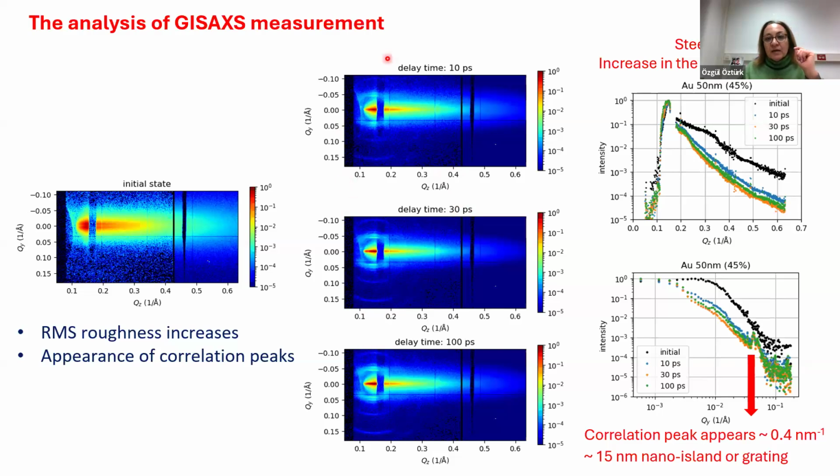When I plot these in this direction and in this direction, I get different information. From the slope of this, I get the information about the roughness of my sample. After pumping, my roughness is changing, it is increasing. After pumping, I see some new correlation peaks here, which means I have some nano islands or gratings appearing in my sample.